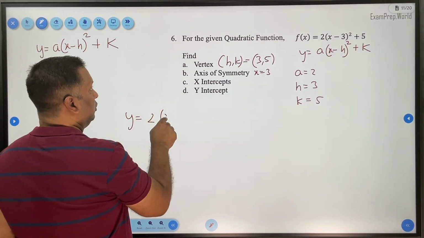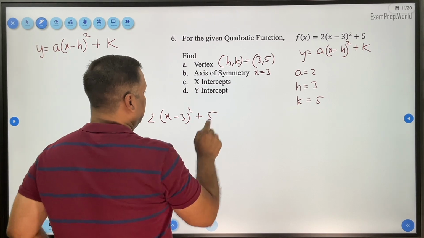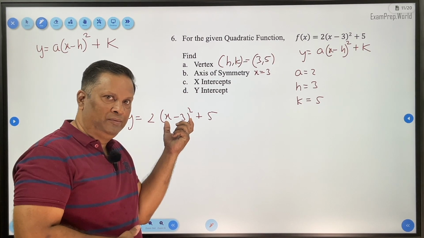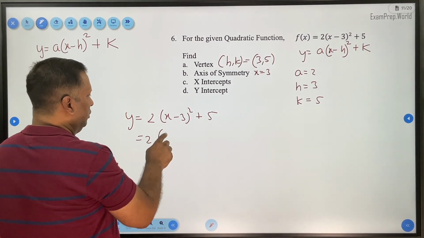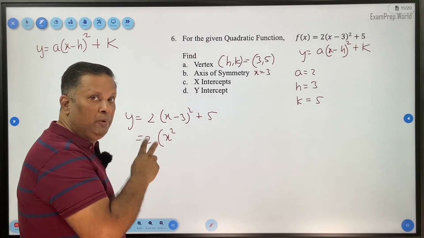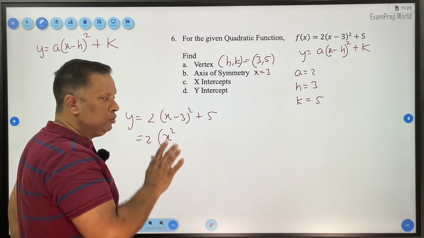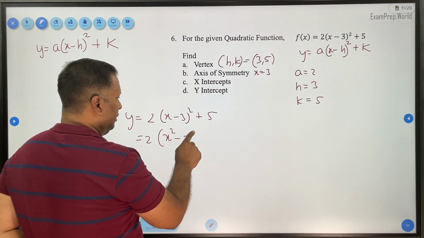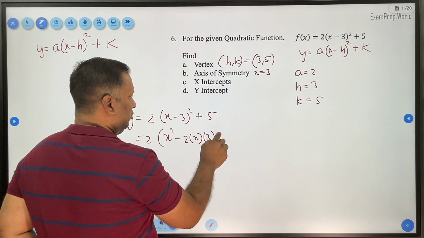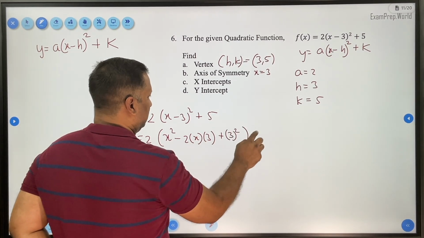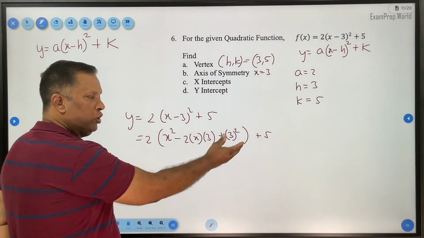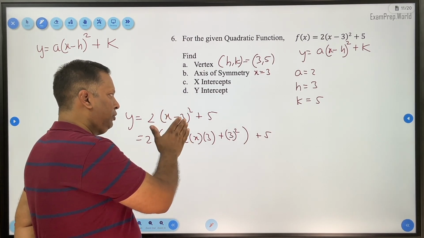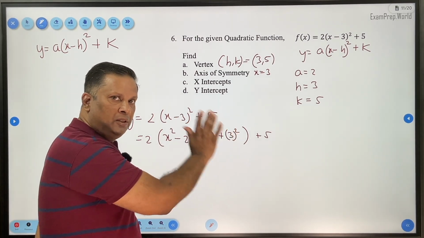y equals 2(x minus 3) whole square plus 5. Now how do we convert this into standard form? It's very, very simple. Expand this (x minus 3) whole square. It is 2 times (a square minus 2ab plus b square). It's not x square minus 9 like many kids do. No, it is a square minus 2ab plus b square. I am writing in long form because some kids need to understand that it is not this square and that square, it is a square minus 2ab plus b square.